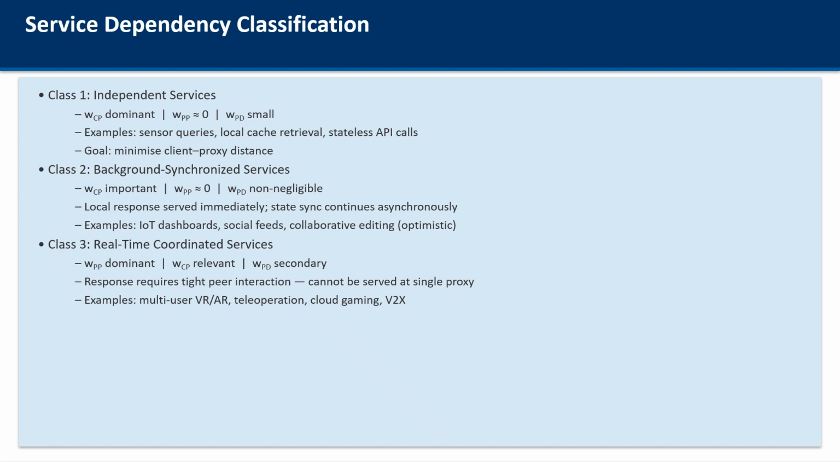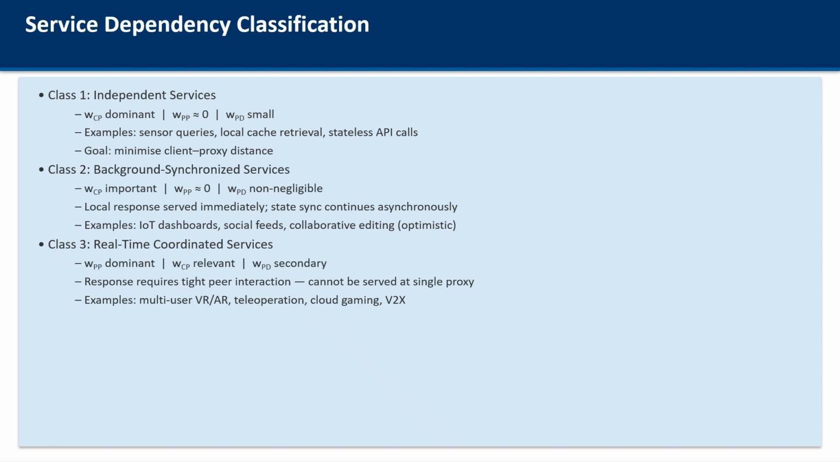Both client proxy and proxy database weights are relevant, but proxy is negligible. Examples include IoT monitoring dashboards, content discovery, and collaborative editing with optimistic local responses. Class 3 is real-time coordinated services.